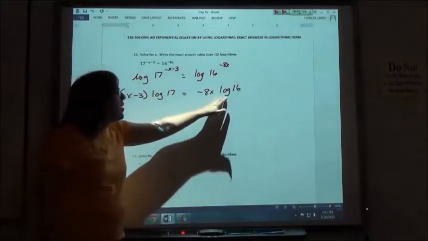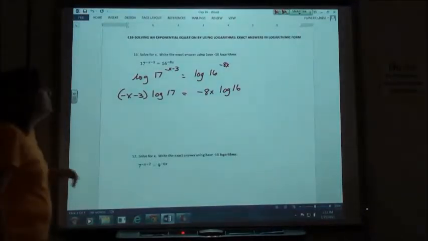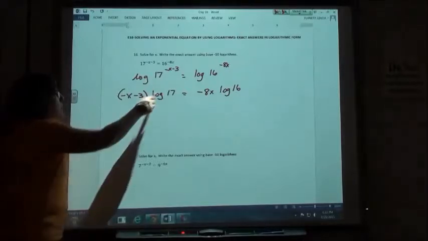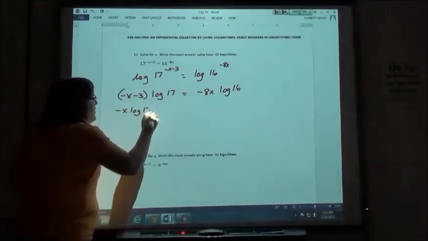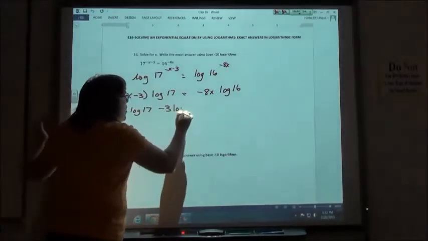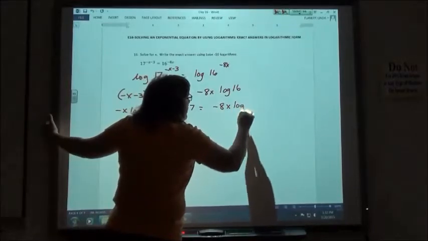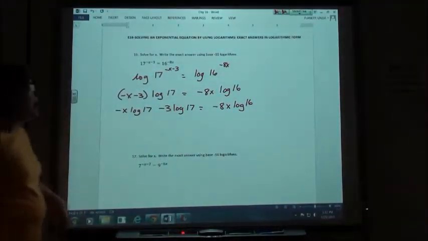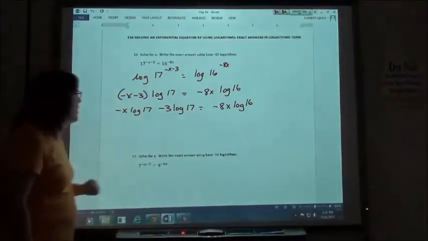Otherwise, I'd probably just go ahead and divide by my logarithm, but I can't divide by my logarithm in this case because I've got x's already on both sides. So I'm going to use my distributive property. Negative x log of 17 minus 3 log of 17 equals negative 8x log of 16. Since I want to solve this for x, I want my terms with my x's on one side, anything without an x on the other side.